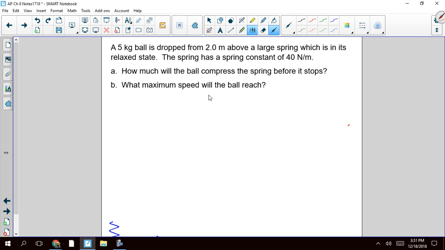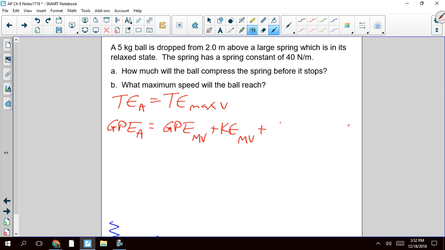So we know that the total energy at point A has got to equal the total energy when you hit the maximum speed, right? So the total energy at A is the GPE at point A. That's got to equal the total energy at maximum, right? So let's see, at that point, we're going to have some GPE, because it will not have compressed all the way down to what we call the height of 0. So let's call that max, as in maximum velocity. So GPE at maximum velocity plus kinetic energy at maximum velocity plus elastic potential energy at maximum velocity, right?